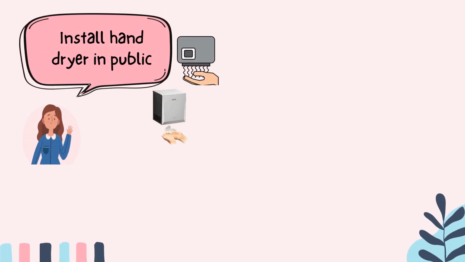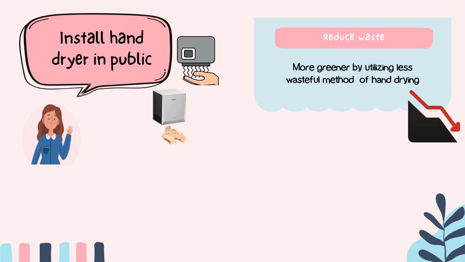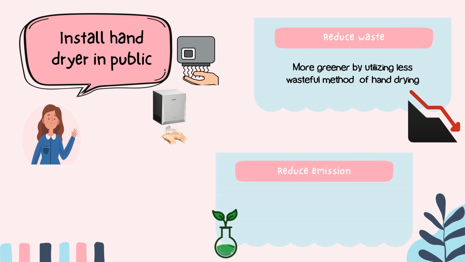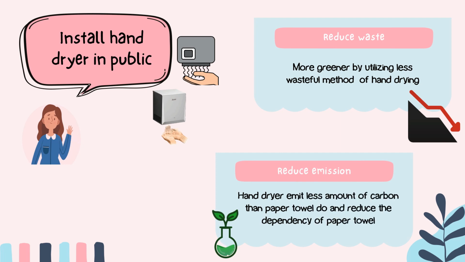Lastly, another alternative way to reduce the impact of paper towel among the public is to install hand dryers in public area facilities such as public toilets. The use of hand dryers can help reduce paper towel waste, especially in public toilets. Hand dryers are greener, utilizing a less wasteful method of hand drying. Besides that, research found hand dryers help reduce emissions. Hand dryers emit less carbon than paper towel does, and the use of hand dryers helps reduce the dependency on paper towel.